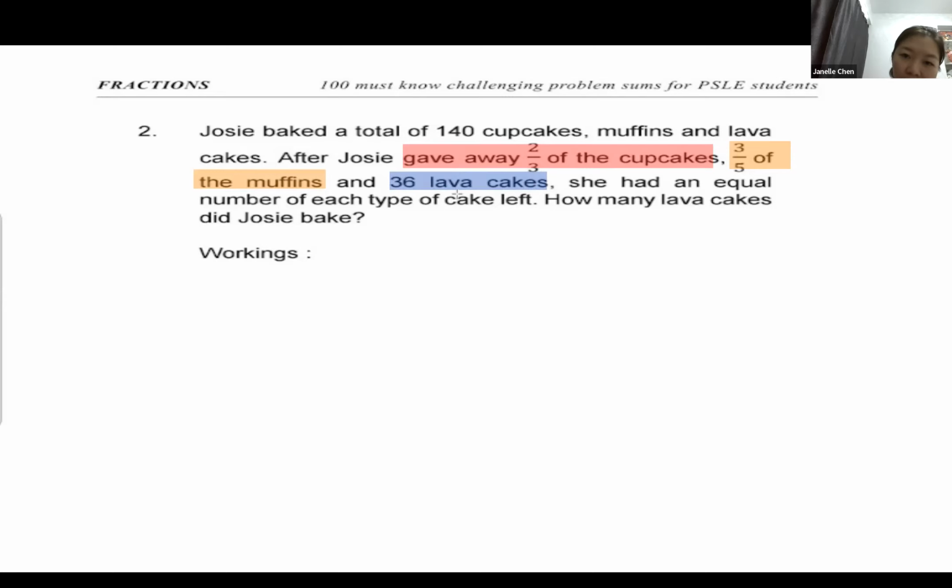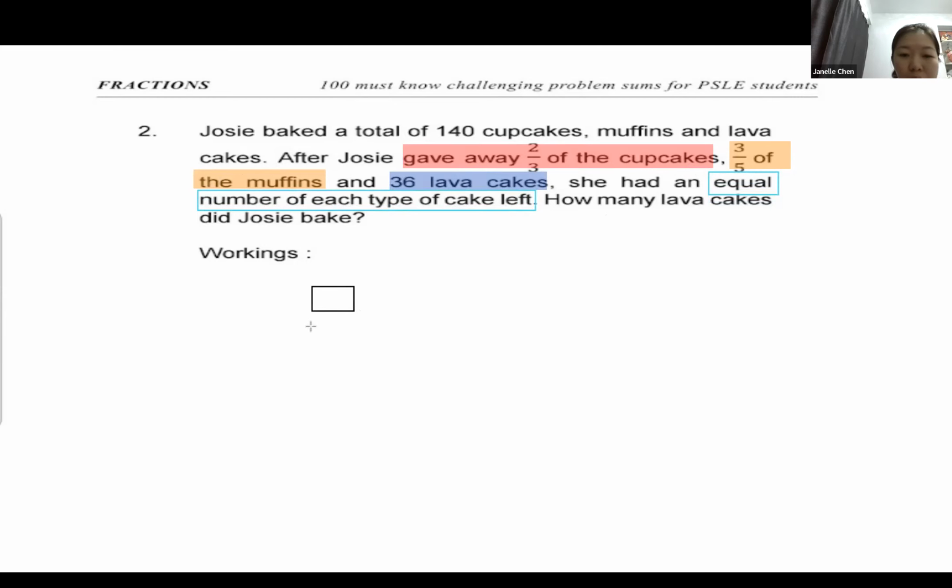Okay, my students that know me for a while, if you join me for one session, you will know that when you see equal numbers and you want to draw a model, please always start from the equal number.